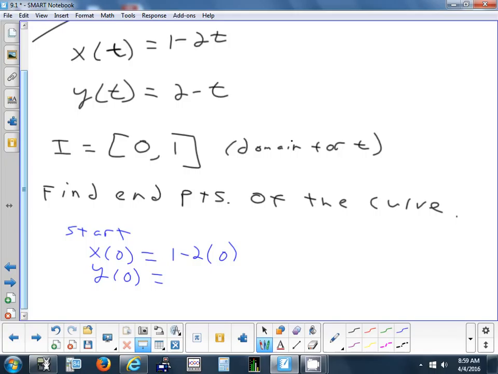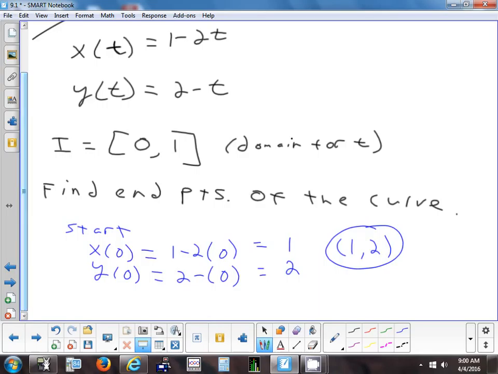So we have 1 minus 2 times 0 and 2 minus 0. Let's start with the first one. 2 times 0 is 0, and 1 take away 0 gives me 1. And how about when I plug 0 in the y equation? 2. That's the start point of my curve: 1 comma 2. So when we're sketching it on the calculator, you're going to see it start at that point, and it's going to draw towards my end point.